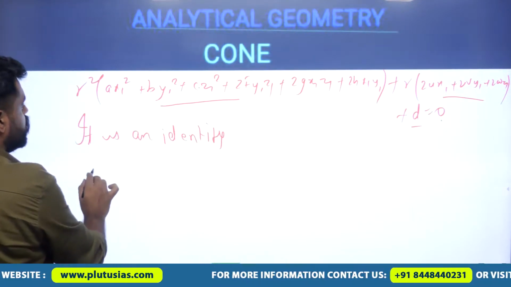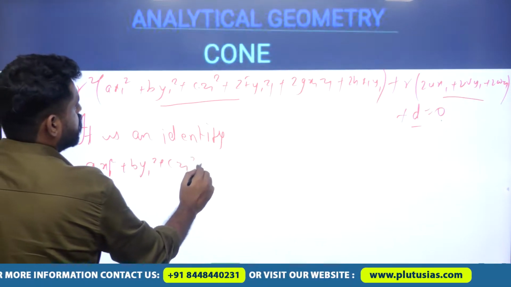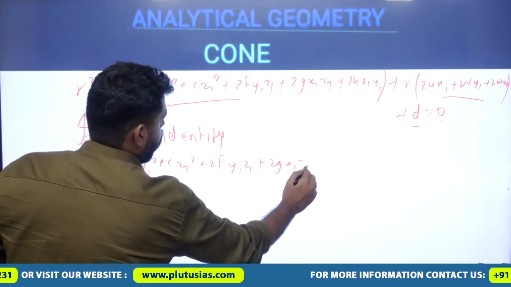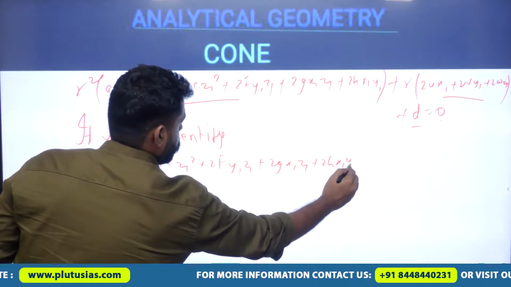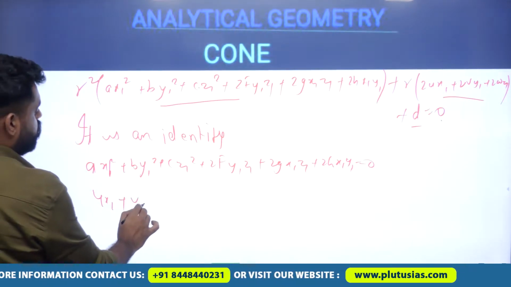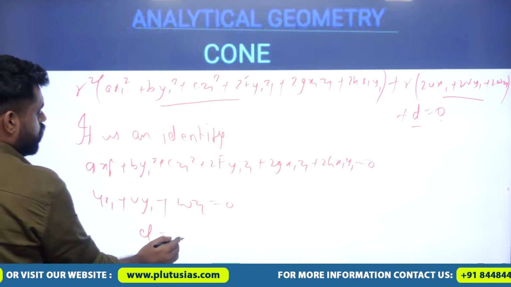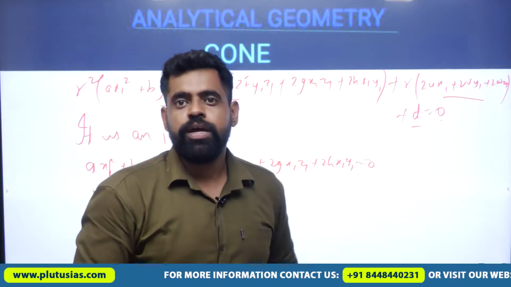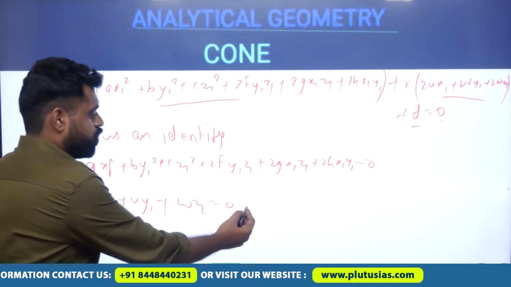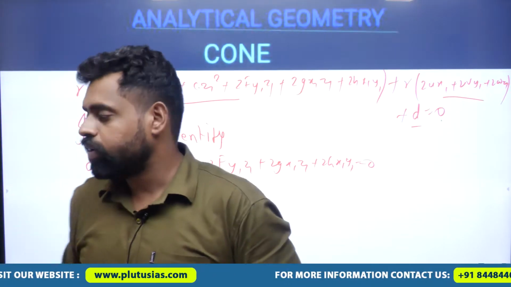That means this is equal to 0, that is, ax1 square plus by1 square plus cz1 square plus 2fy1z1, and another term, ux1 plus vy1 plus wz1. I have taken 2 common, and that would be 0, and this d equal to 0. So what does this show us? That this cannot be equal to 0.